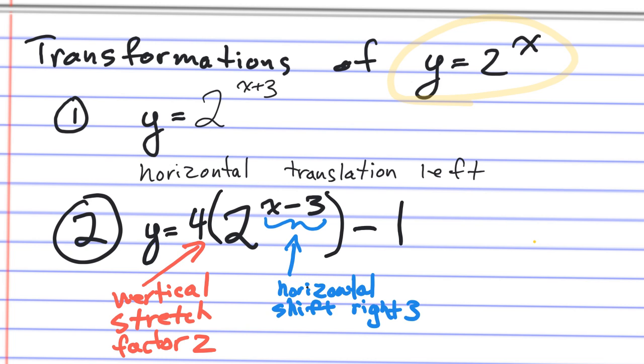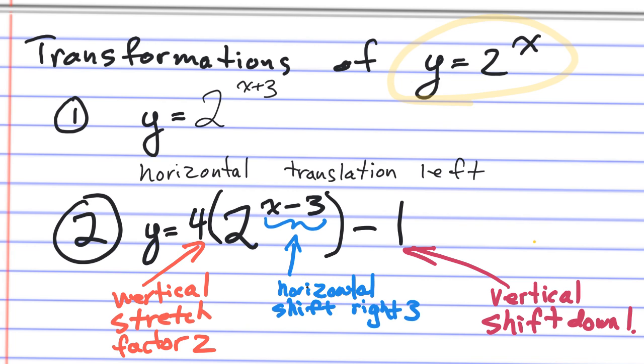I'm going to make it purple. This last one tells us this is a vertical shift down 1. And we're done. That's it for our transformations. There's not much that we have to do other than use our common sense to do these.